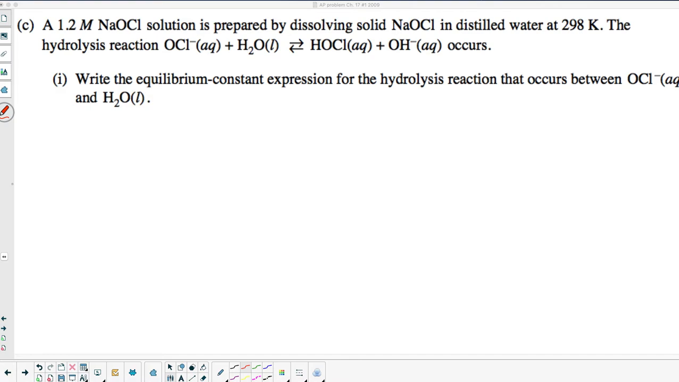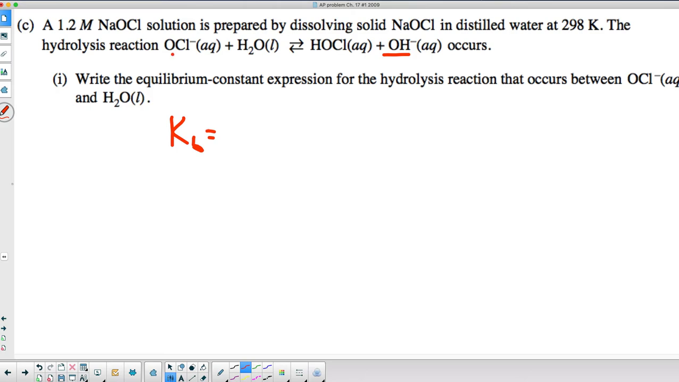So for letter C it says 1.2 molar. A solution is prepared by dissolving sodium hypochlorite in distilled water at 298 K. Write the equilibrium constant expression. That means the K we're writing here, because this is an OH minus, should be a Kb, for base.